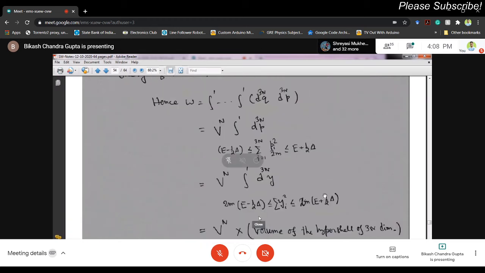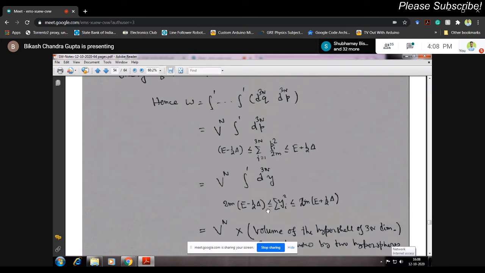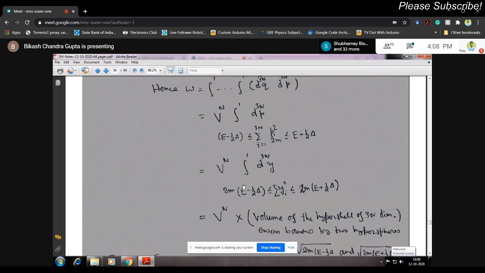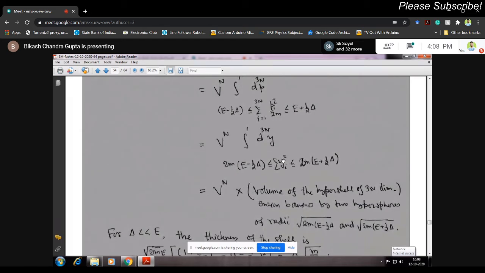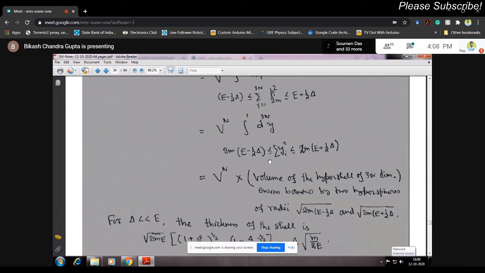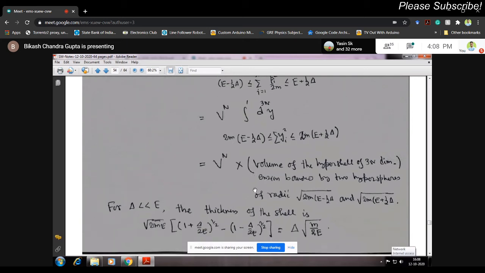Okay. So basically, your integration limit will be dictated by this. Now if you assume this as y, then y squared should be, then you have to multiply with twice and there, twice and there, in this range. Now you see, then it should be V to the power n into the volume of the hypershell, because the shell is bounded by this and this. A hypershell of 3n dimension bounded by two hyperspheres, because if it is r squared, then the square root of this is the radius, and the square root of this is the other radius.